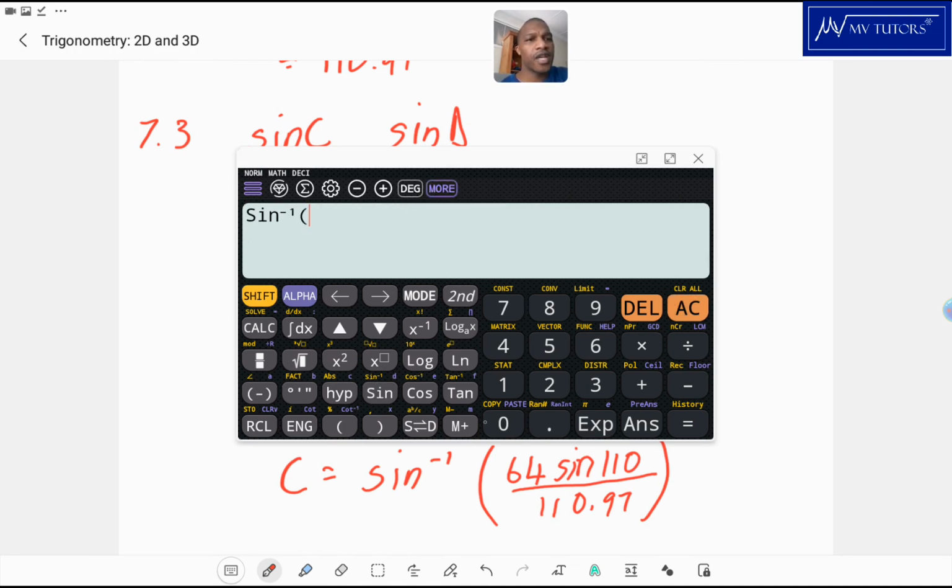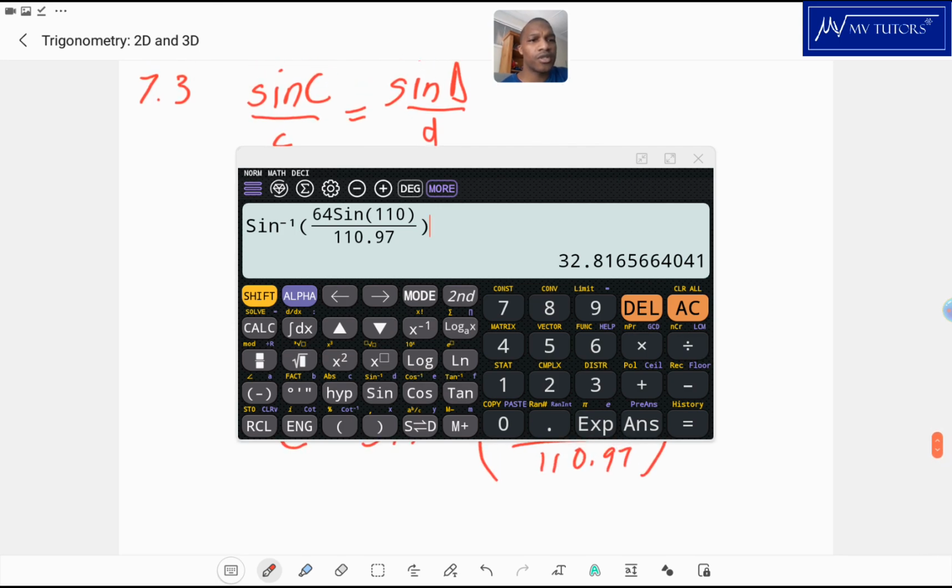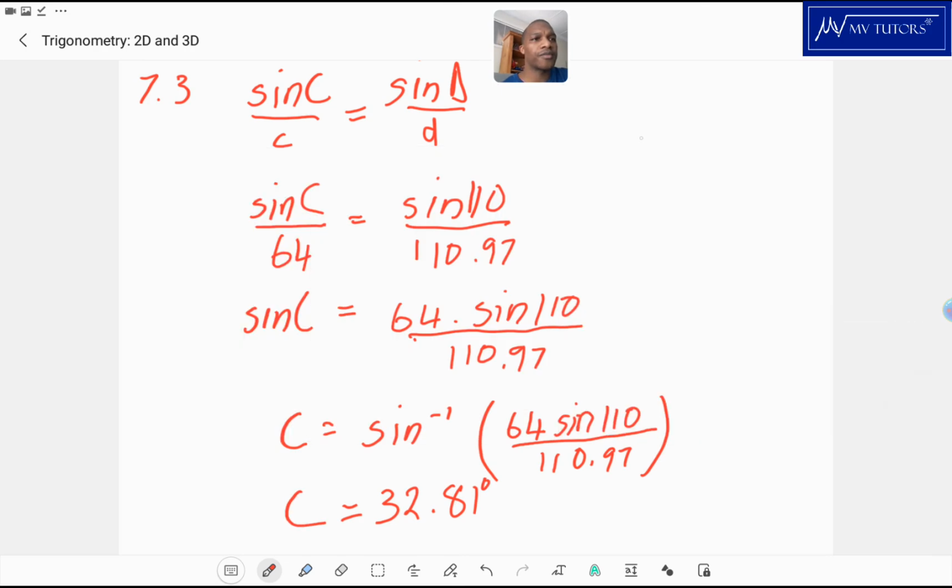Let's put this in our calculator and see what we get. Shift sine, then a fraction: 64 sine 110, close the bracket, and under there we have 110.97. Close that. Then our final answer is, C is 32.81 degrees. That is our C.